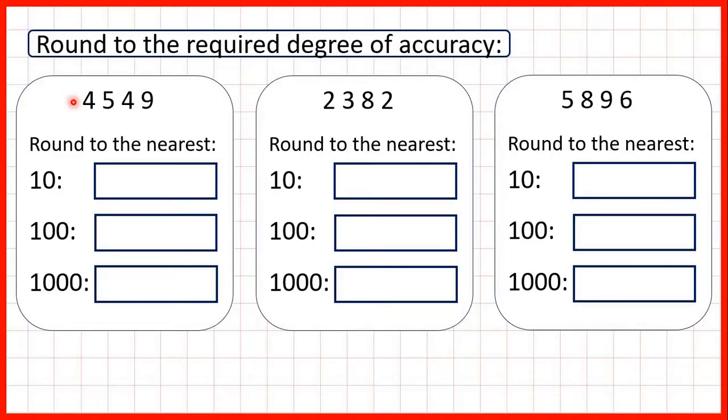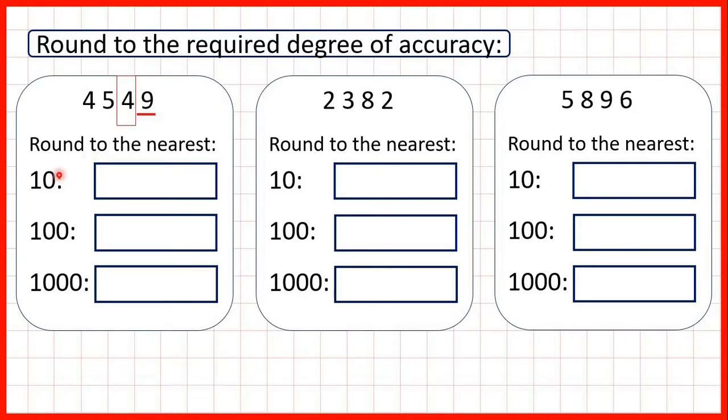We need to round these numbers to the nearest 10, 100 and 1,000. First, we have 4,549. Now to round to different place values, we need to remember that on the end we have our ones and then our tens, hundreds and thousands digits. So to round to the nearest 10, first of all, we need to find our tens digit, and I like to circle it. Then, to decide whether we need to round up or down, what we do is underline or look at the digit to the right.